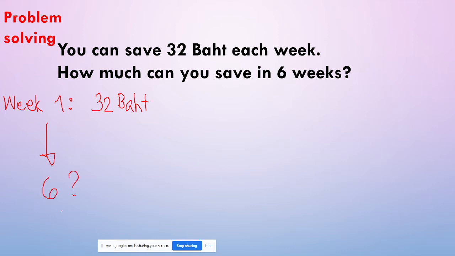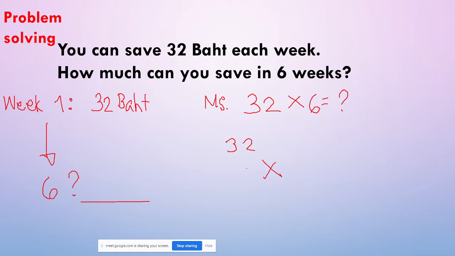So how much money in total? What is the mathematical sentence? 32 times 6 equals question mark. What's the method? 32 times 6.